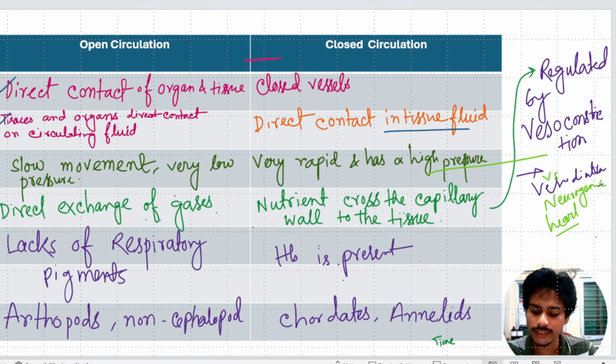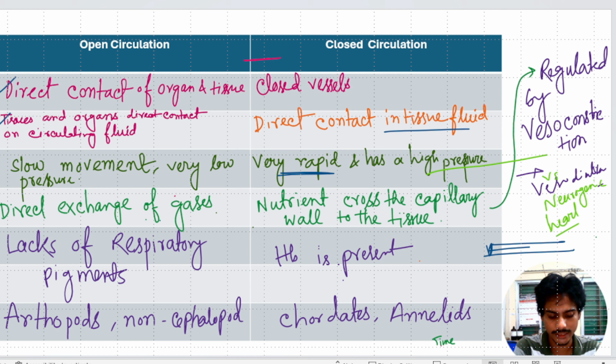Now another point: the slow movement of the blood with very low pressure, because there is no closed system, so everything is open. That's why the pressure is very low. In a closed vessel, the pressure will be higher and the flow of the fluid will be faster. That's why it will be very rapid with high pressure.